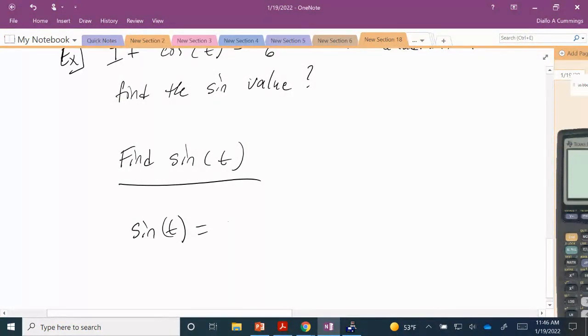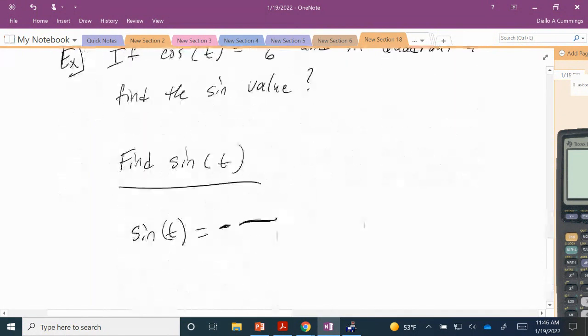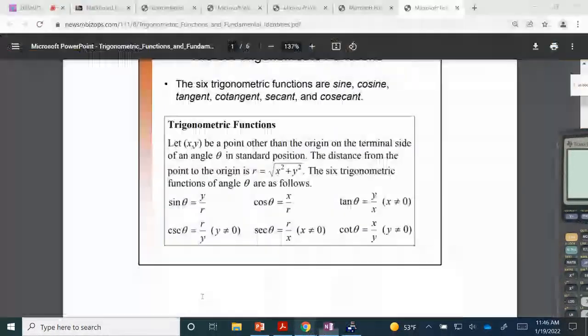Now, if I look back at the six trig functions, the sine is the y-coordinate divided by the radius, or r. The cosine is x divided by r. So if we're given x and y, we can find r. If you're given r and x, you can find y, or if you're given r and y, you can find x. As long as you're given two parameters, you can use the Pythagorean theorem to find the third parameter.